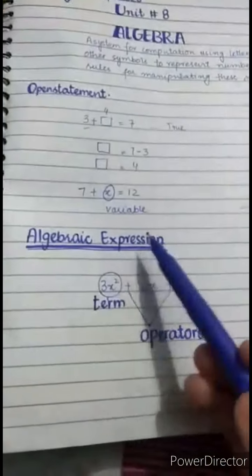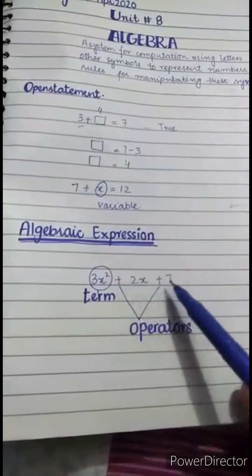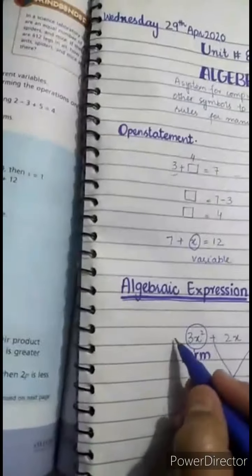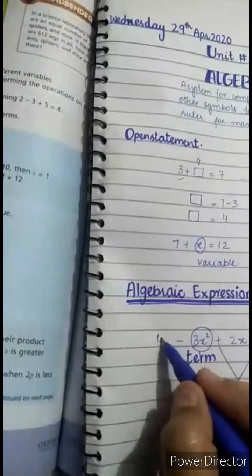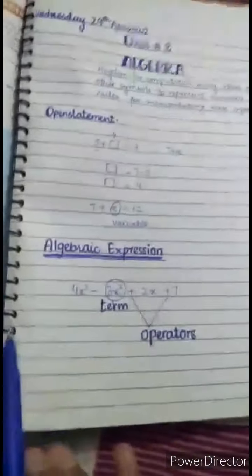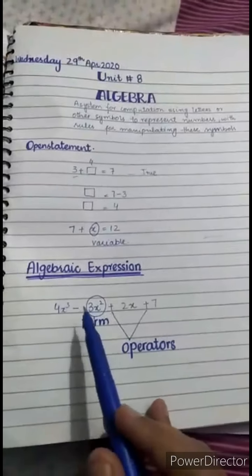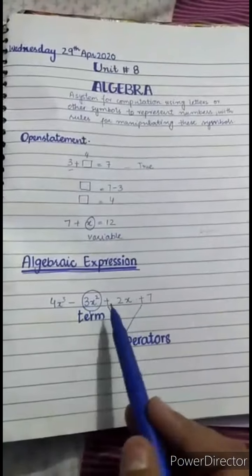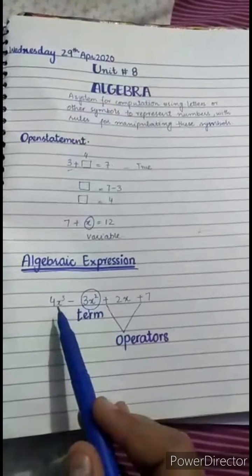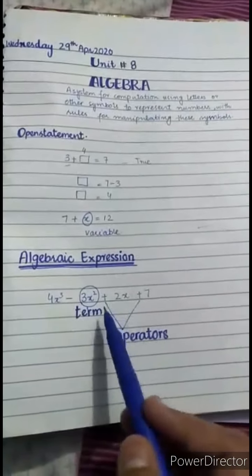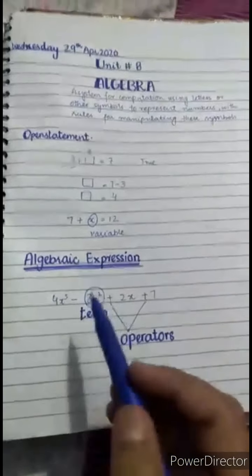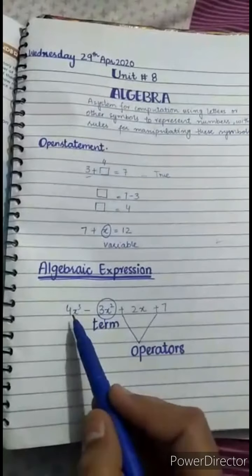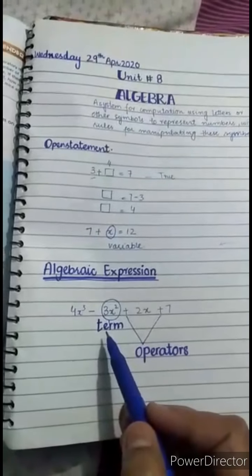This is an example of an algebraic expression. If you arrange these numbers like 3x squared plus 2x plus 7, or I add minus 4x cubed. Like this is an algebraic expression: 4x cubed minus 3x squared plus 2x plus 7. The signs in between these values, 4x cubed, 3x squared, 2x and 7, these signs are known as operators, and these values 3x squared, 2x, 7 and 4x cubed, these are known as terms.